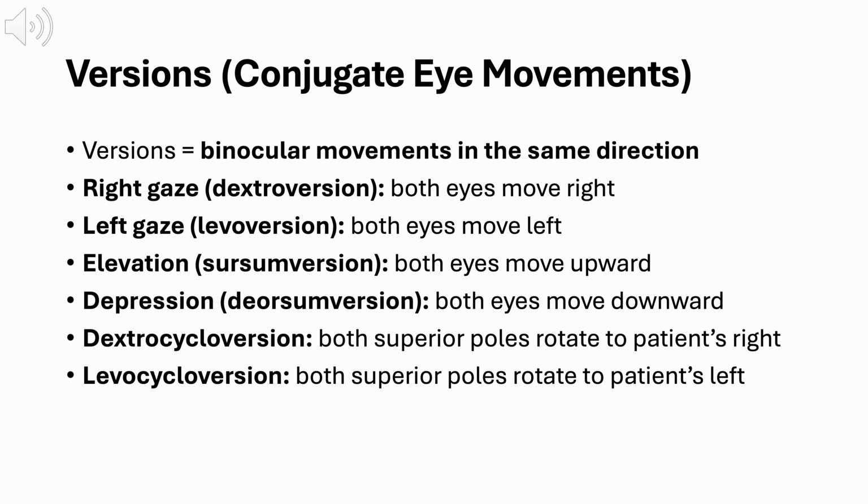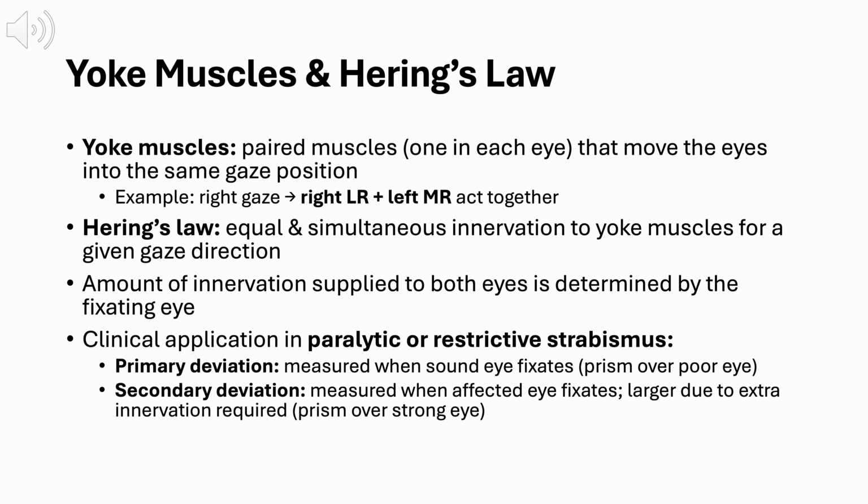There are also torsional versions. In dextrocycloversion, the superior poles of both eyes rotate toward the patient's right. In levocycloversion, the superior poles of both eyes rotate toward the patient's left. When the eyes move together, specific muscles in each eye are paired to produce that movement.